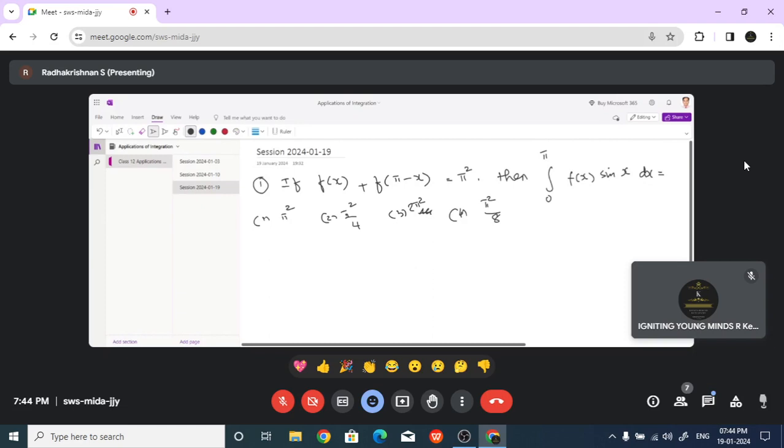Let's write step by step. So what was your first step? Let us say I equals the integral from 0 to pi of f of x sin x dx. Okay, so then what was your first step?